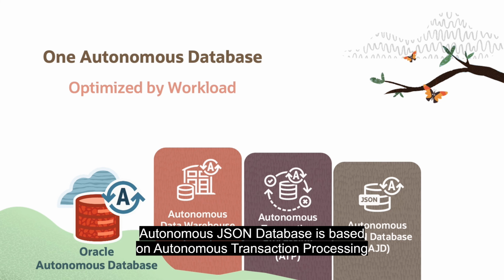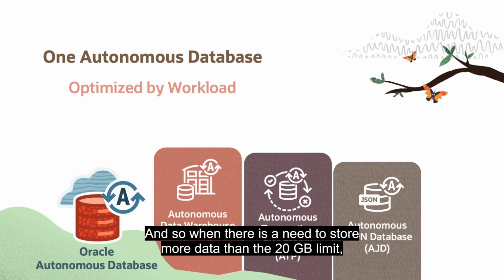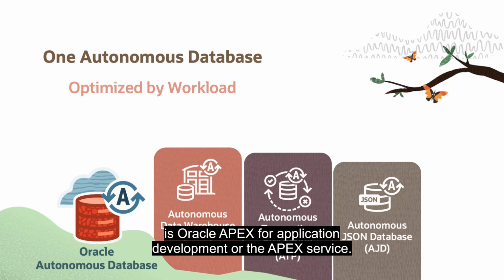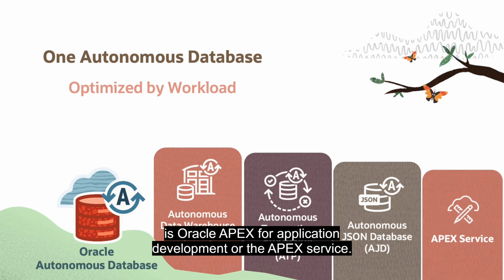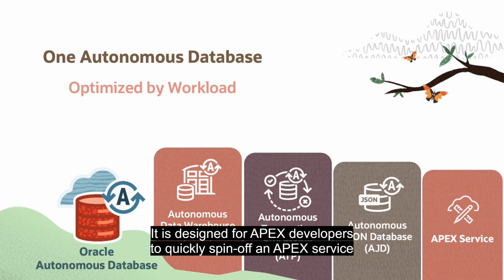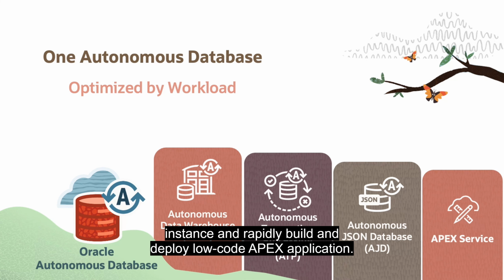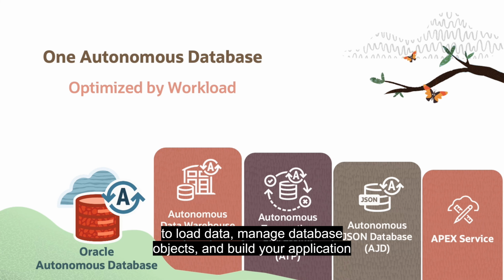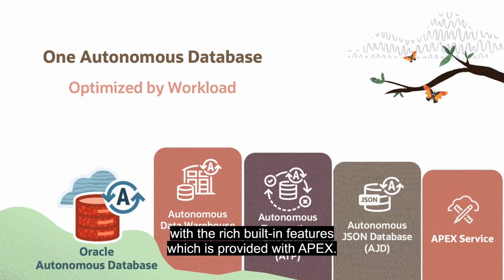Autonomous JSON Database is based on Autonomous Transaction Processing Database. Hence, when there is a need to store more data than the 20 GB limit, you can promote your Autonomous JSON Database to ATP. The fourth and last supported workload type is Oracle APEX for application development, or the APEX service. It is designed for APEX developers to quickly spin off an APEX service instance and rapidly build and deploy low-code APEX applications. It provides a browser-based, easy-to-use development environment to load data, manage database objects, and build your application with the rich built-in features provided with APEX.